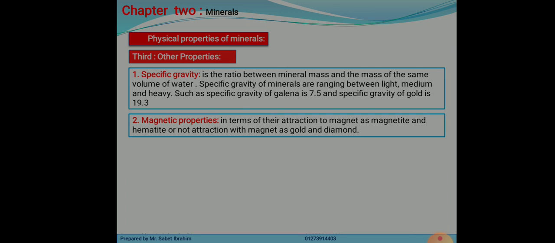Also another property is the magnetic property, in terms of attraction to a magnet. Minerals like magnetite and hematite have magnetic properties, but others are not attracted to a magnet, like gold and diamond. So some are attracted to a magnet like magnetite and hematite, or not attracted like gold and diamond.